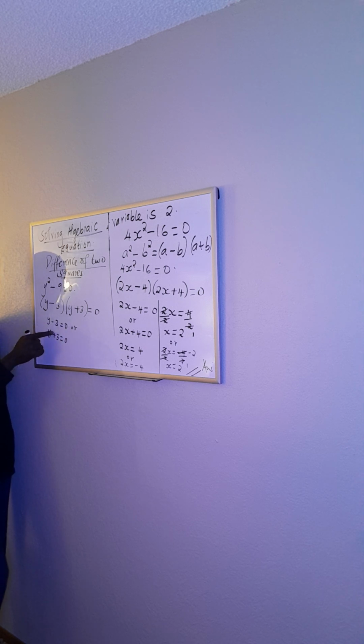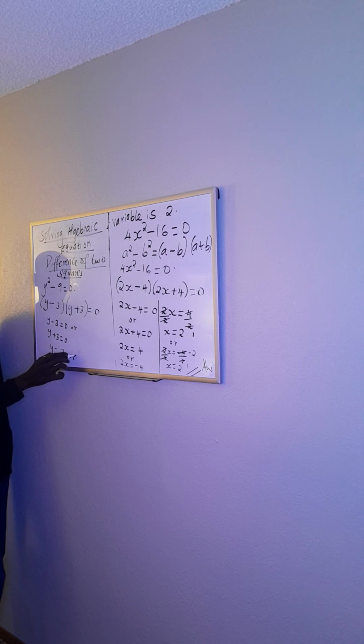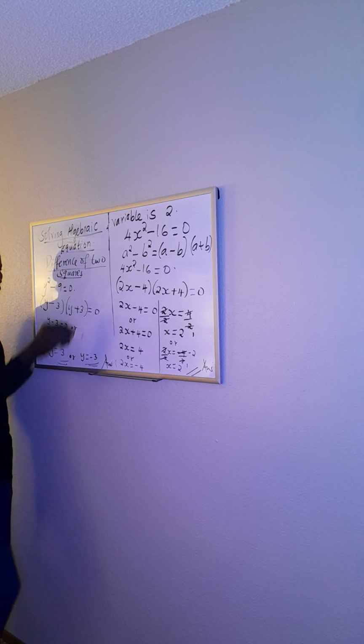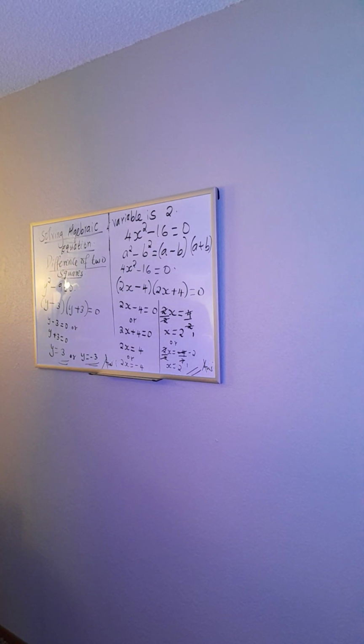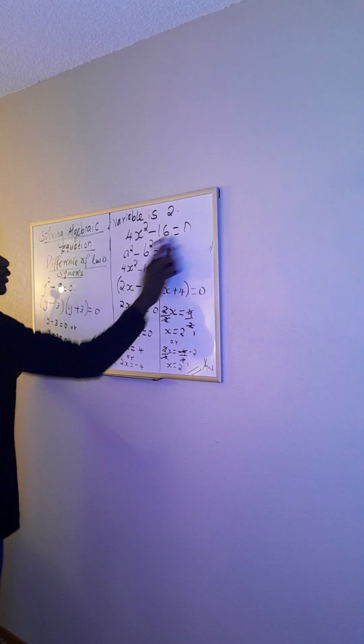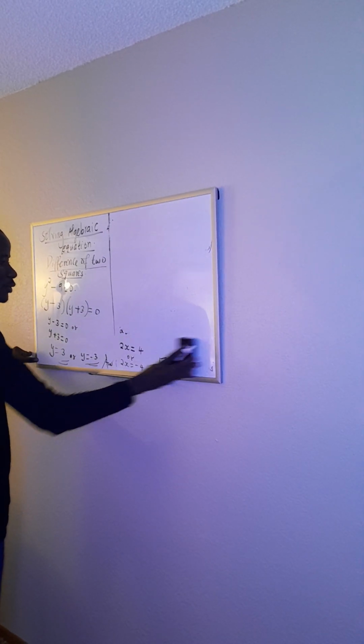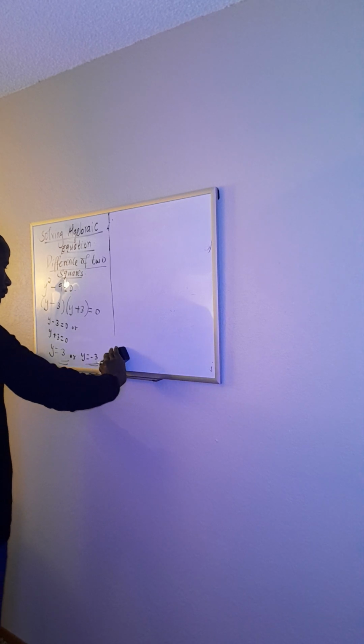3 crosses to the other side, to the right hand side, it becomes positive. While here, when 3 crosses, it becomes negative. Therefore, y is equal to 3 or y is equal to negative 3. So these are the solutions, the values of y, for a difference of two squares. I can go on and on giving more examples on a difference of two squares and how you solve them. So here, these are the answers.